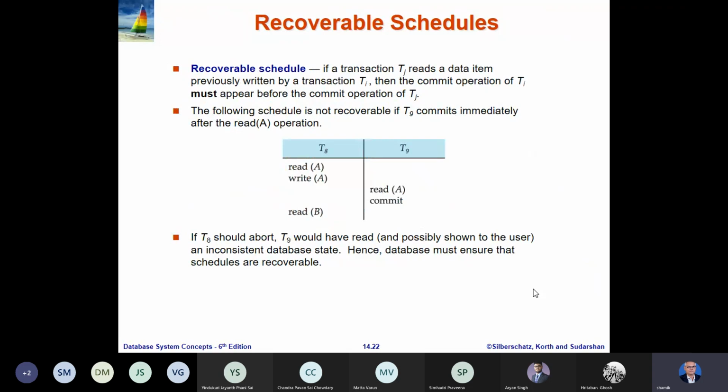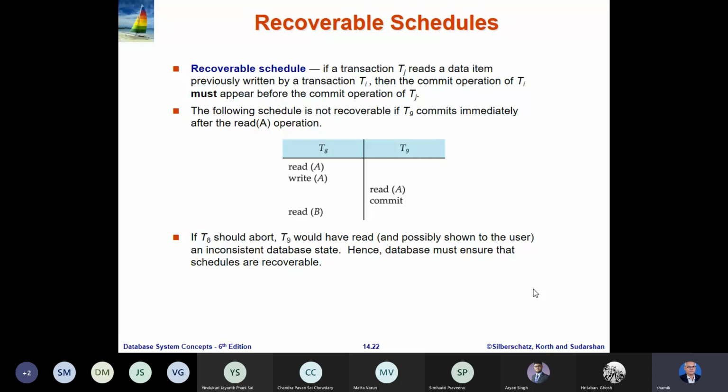Now, recoverable schedule. This is another concept: if a transaction Tj reads a data item previously written by a transaction Ti, then the commit of Ti must appear before the commit operation of Tj. Otherwise, what will happen? Tj has read a data item written by Ti, and suppose Tj commits. So Tj is done, it will make some changes, etc.